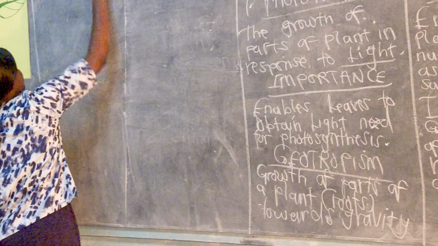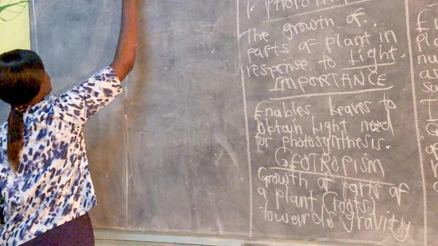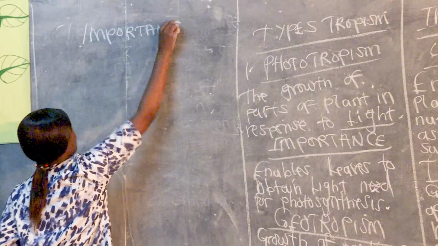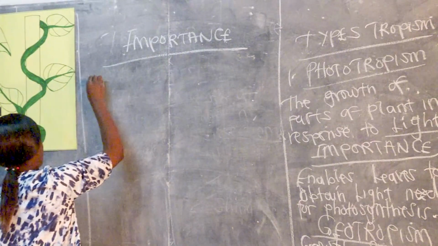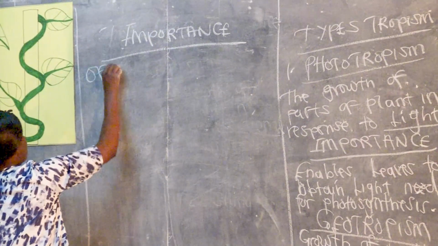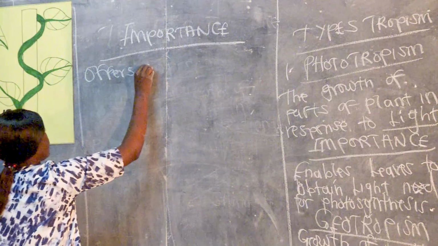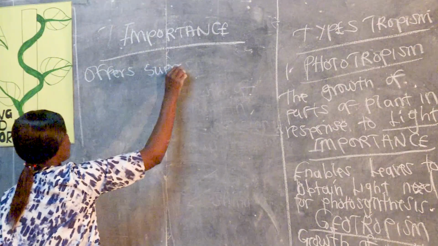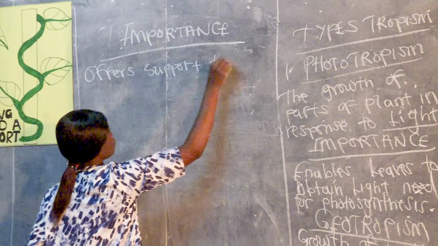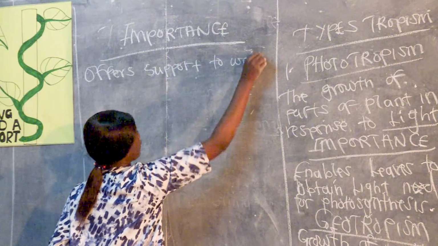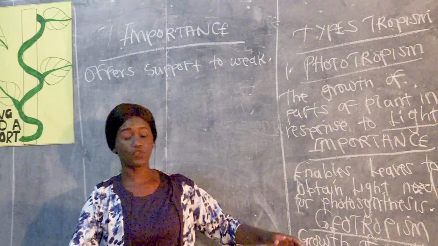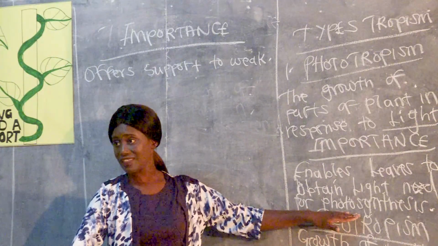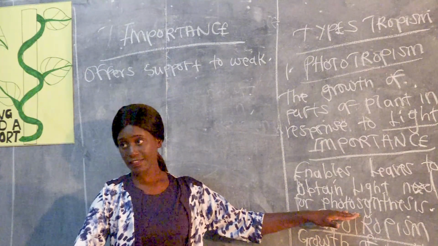Okay, the importance of thigmotropism. So it offers support to weak stems, as well as allowing those stems to obtain light which is needed for photosynthesis.